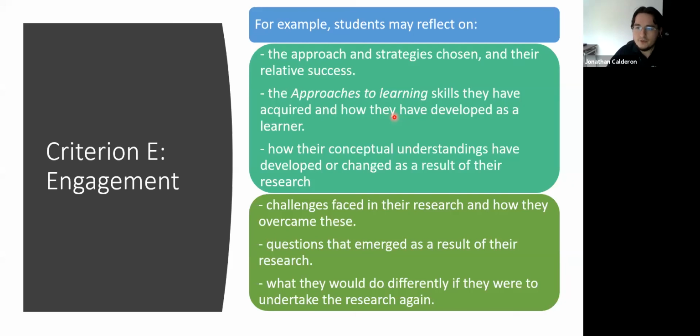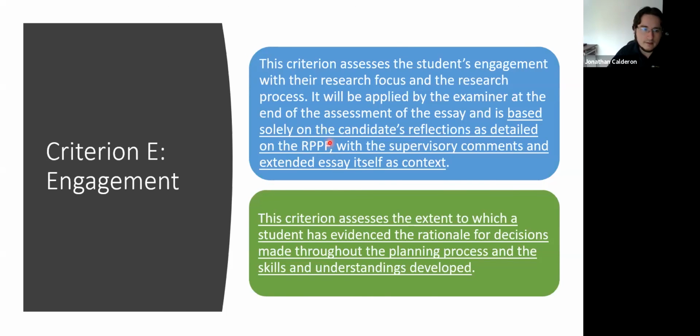Igor said, should this info be placed under a specific section or title? This goes into the RPPF, okay? The RPPF is another document that they have to attach at the end of the extended essay. So it's basically a three-part document in which they reflect at the beginning, middle, and end of the extended essay, okay?